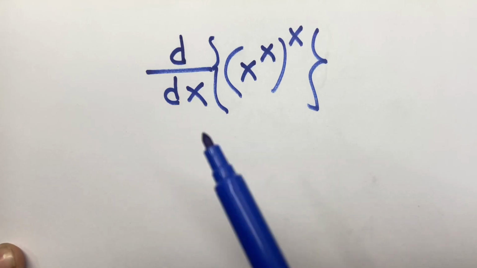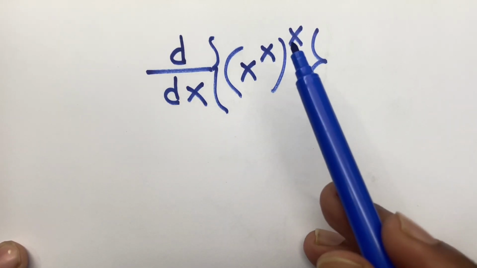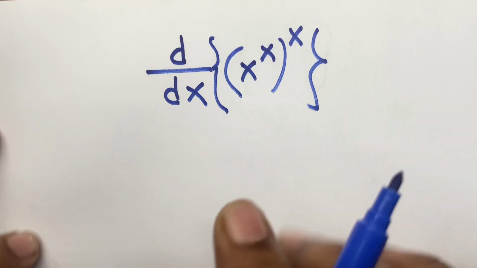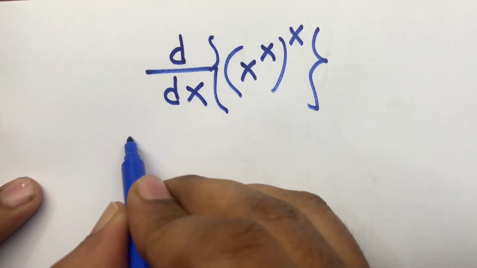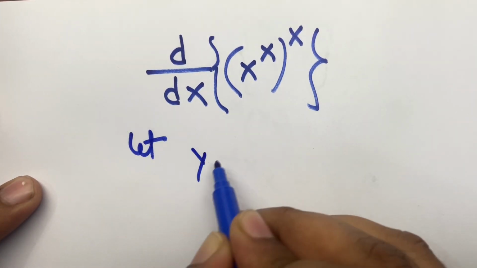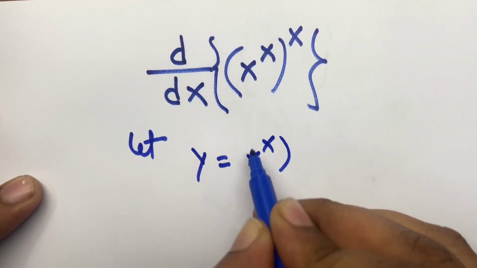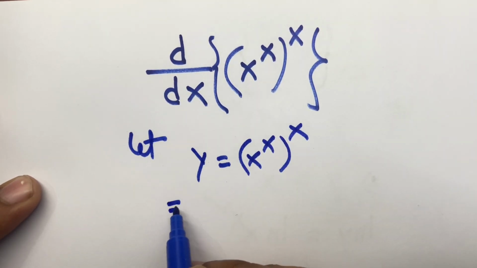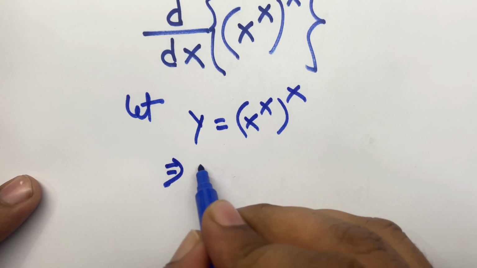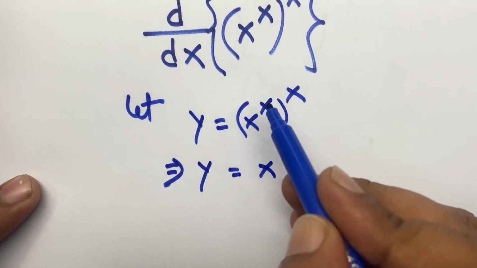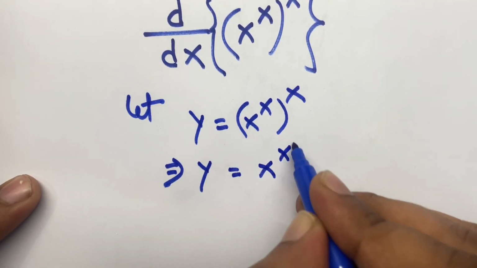Hello everyone, this question is the derivative of x to the power x bracket power x. I find out the right answer. So first of all I can say let y equal to x to the power x bracket x. Now I can say y equals x to the power x times x, equal to x squared.